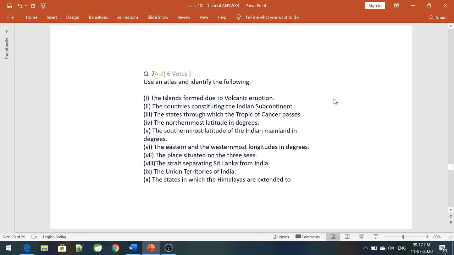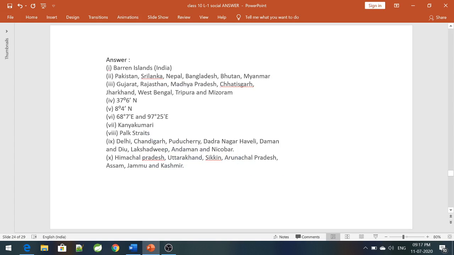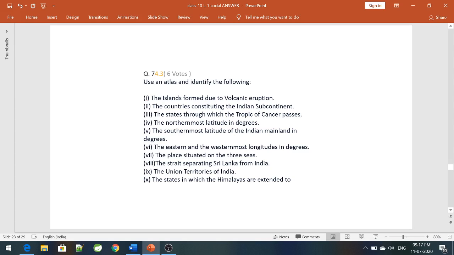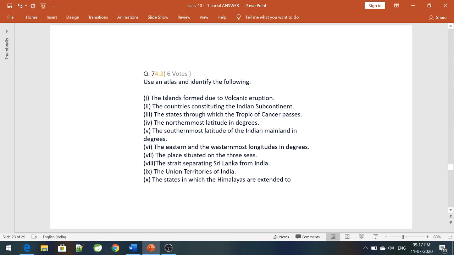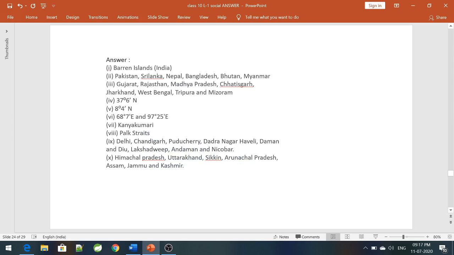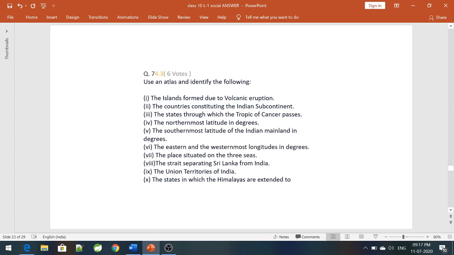Use an atlas and identify the following islands. These are also what I have shown you. These are the Barren Islands. What type of land is it? The islands formed due to volcanic eruption. The countries consisting the Indian subcontinent are Pakistan, Sri Lanka, Nepal, Bangladesh, Bhutan and Myanmar.